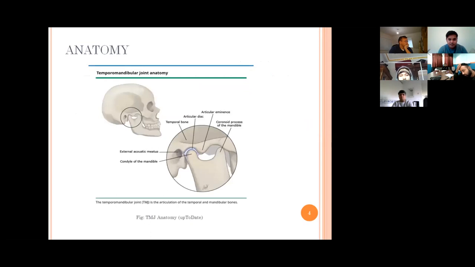So this is the figure representing the TMJ. Here you can see the condyle of the mandible, and this is the mandibular fossa of the temporal bone. This is the articular eminence, and this is the coronoid process of the mandible.